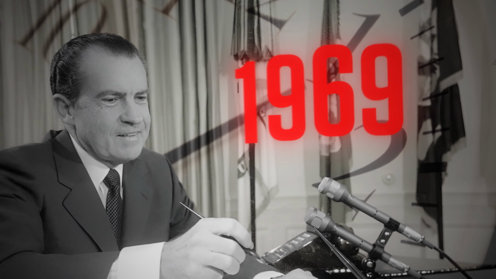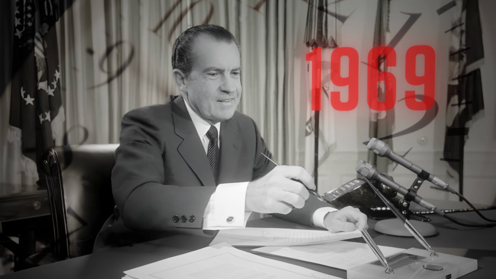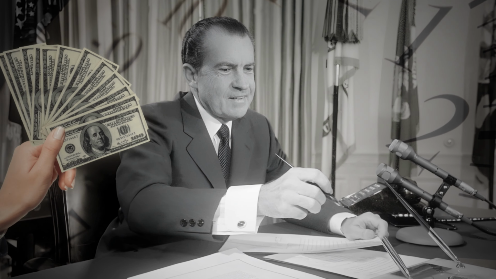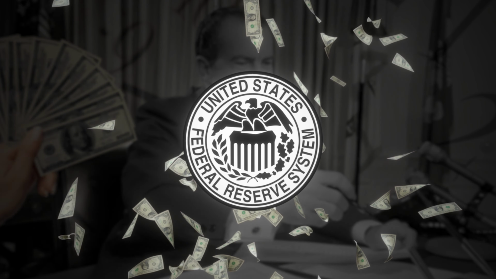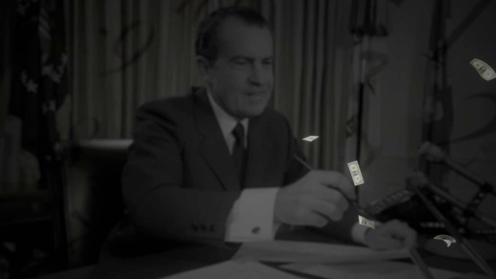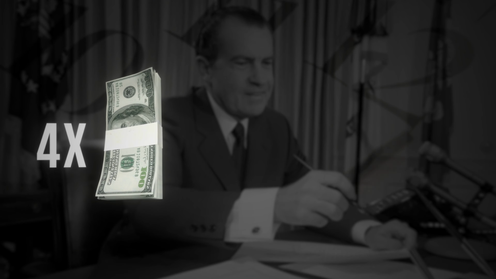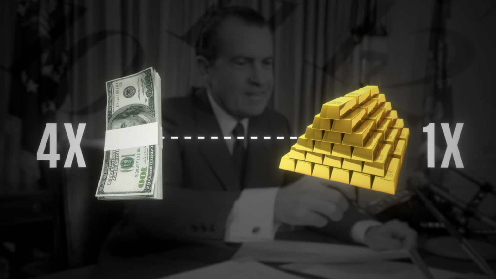In 1969, when President Nixon came into office, he realized that since everybody wanted dollars, the Federal Reserve decided to print a lot of dollars. And as a result, there were 4 times as many dollars in circulation as there was gold in reserves.